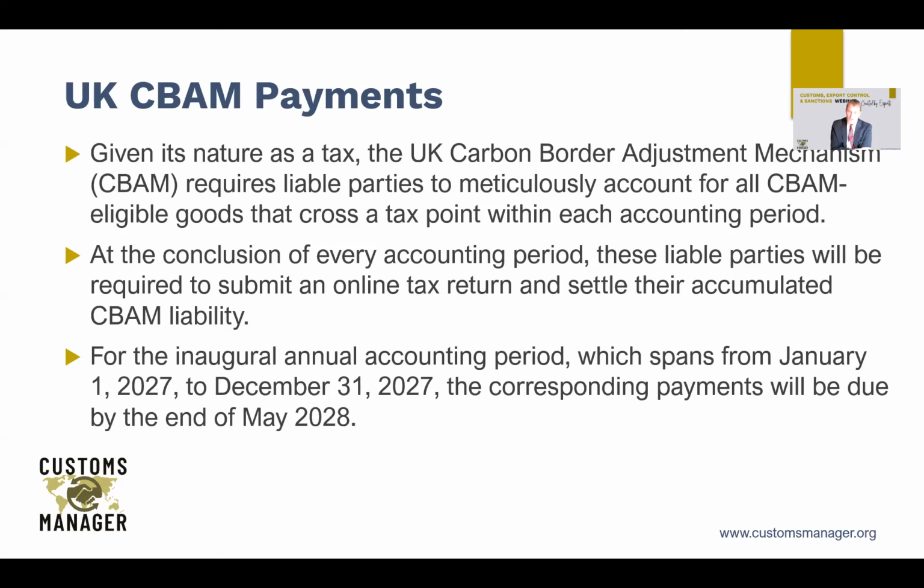For the inaugural annual accounting period, which spans from January 1, 2027 to December 31st, 2027, the corresponding payments will be due by the end of May 2028. So the first year will be the one year, and then we move into quarterly payments. And that is interesting because the EU does it exactly the reverse. So in the EU, we're currently in the transitional period on quarterly reporting, and we are moving to an annual reporting. UK does it exactly reverse.